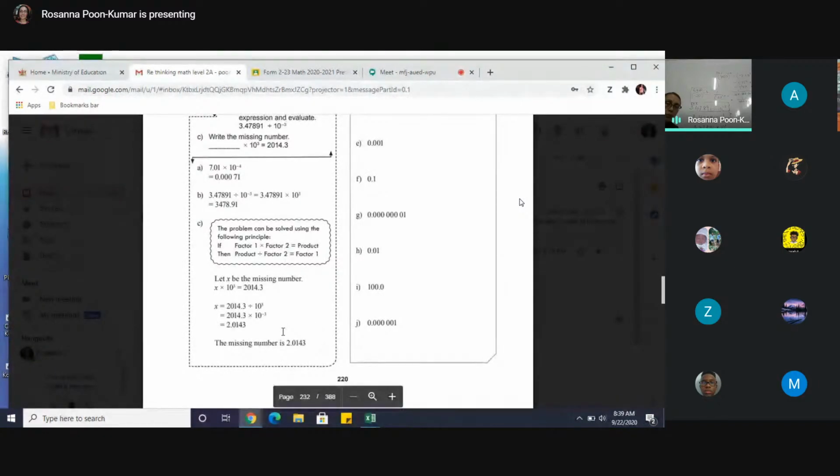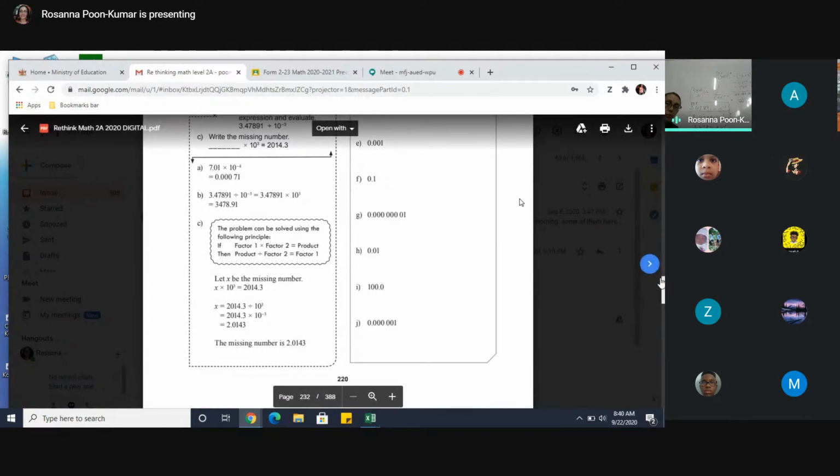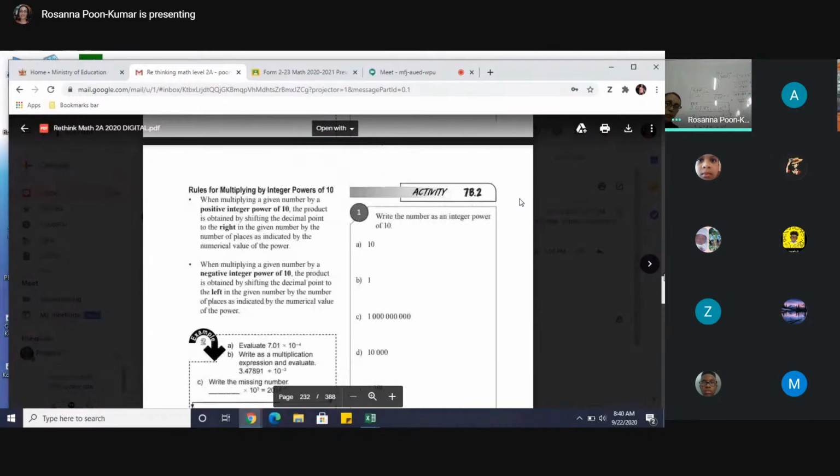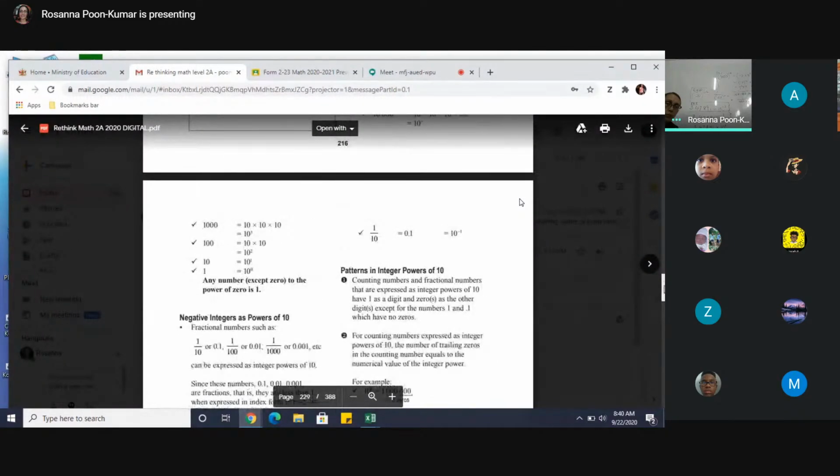So you understand, to make this a number between 1 and 10, the x here that I am pointing to must always be a number between 1 and 10. So I must drop the point between the 2 and the 0. So 2.0143 by 10 cubed is going to give me back the 2014. So spare a minute now, everybody, and just do this activity here.